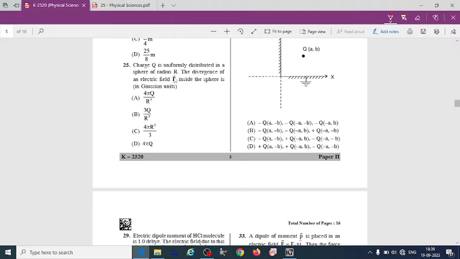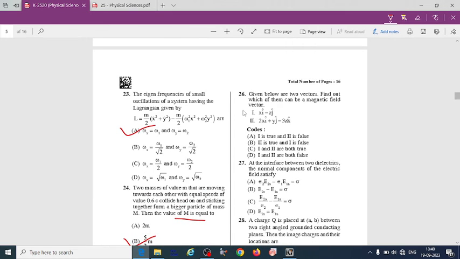Charge q is uniformly distributed in a sphere of radius r. Divergence of an electric field E inside the sphere is 25B, 3q by r cube. So the 26th, given below are two vectors. Find out which of them can be a magnetic field vector. So here two options are there. Among these two, the correct option is 26B. Second is true, first one is false.